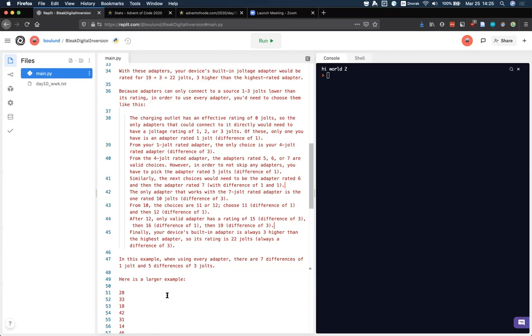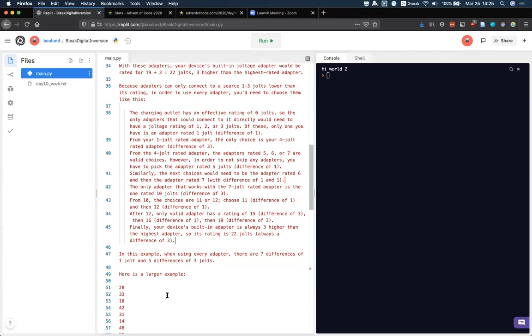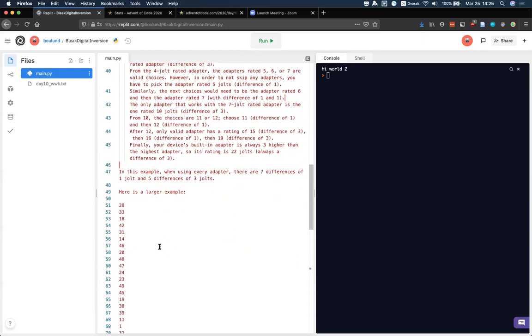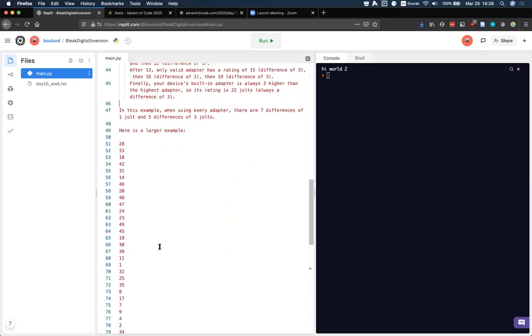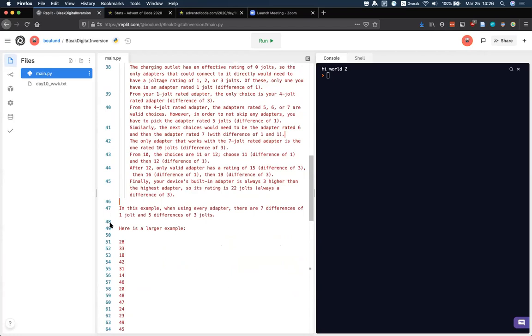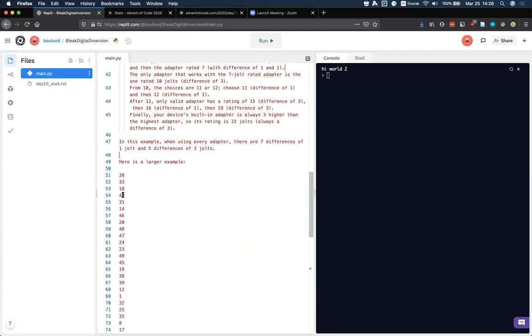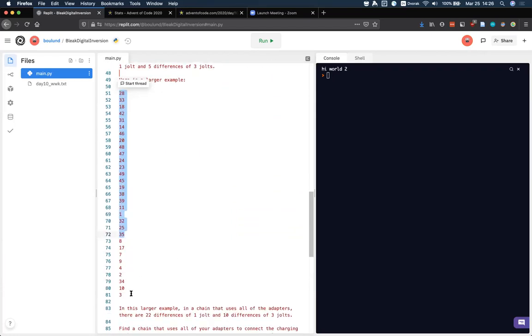And then 16, and then 19. And then the final device is 3 higher than that, which means 22. Okay, what I can try is the example. So I'm going to copy this example into a file so we can use it as a test.